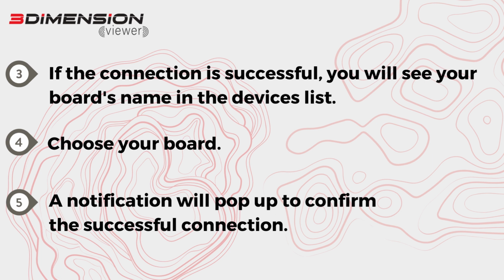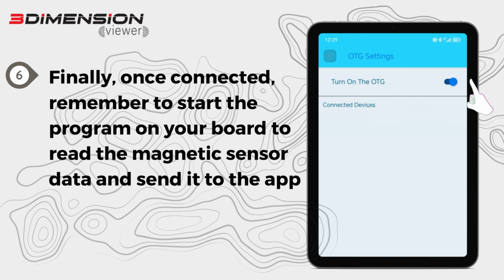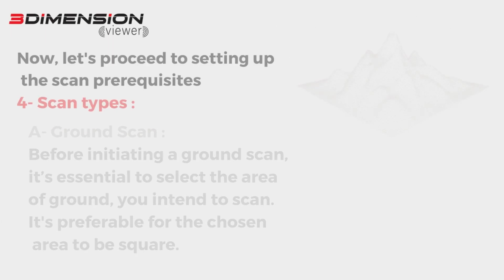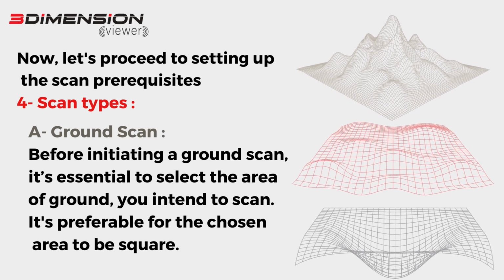Step 5. A notification will pop up to confirm the successful connection. Step 6. Finally, once connected, remember to start the program on your board to read the magnetic sensor data and send it to the app. Now, let's proceed to setting up the scan prerequisites.